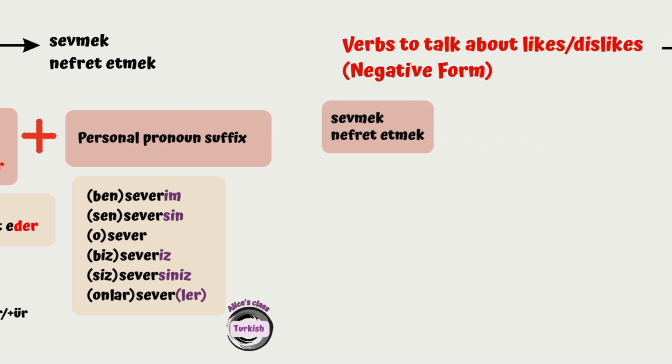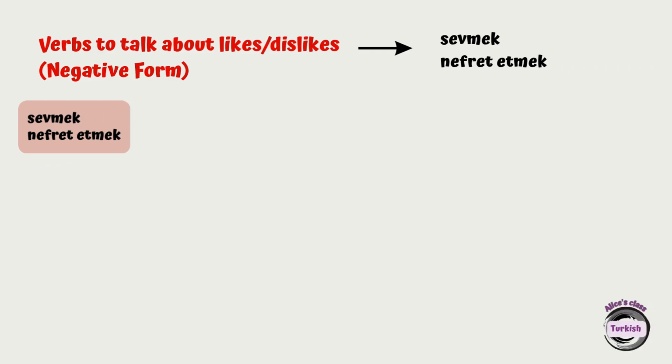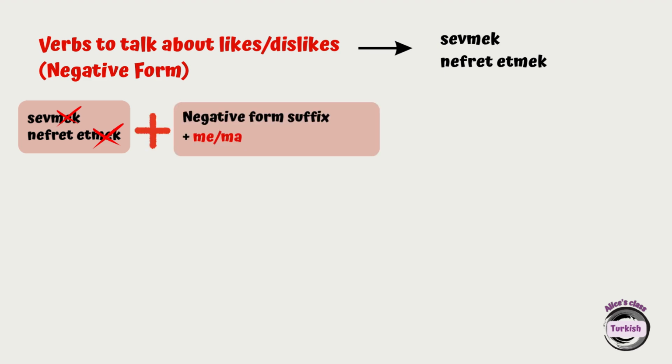So when we are talking about likes and dislikes, we can make the verbs negative too, which means I don't like or I don't hate. So how do we do that? Let's take a look at the rules one more time. So we have the same verbs, sevmek, nefret etmek. I will get rid of mek and mak, and I will attach the negative form suffix, which is me or ma. So let's take a look at our examples.